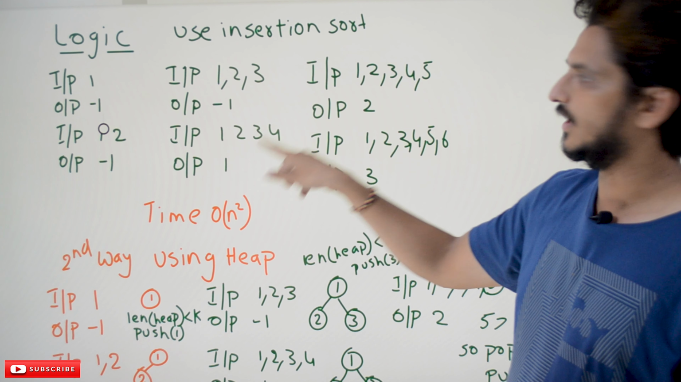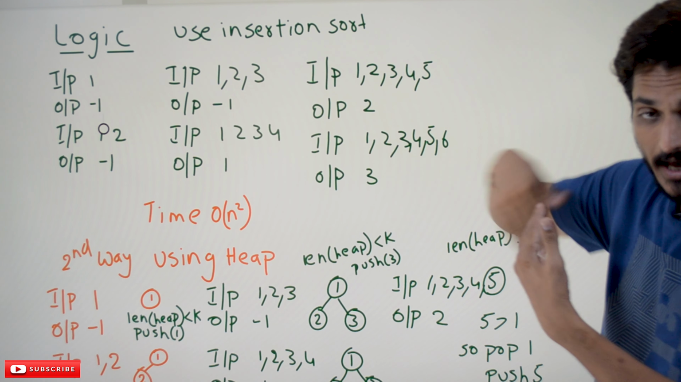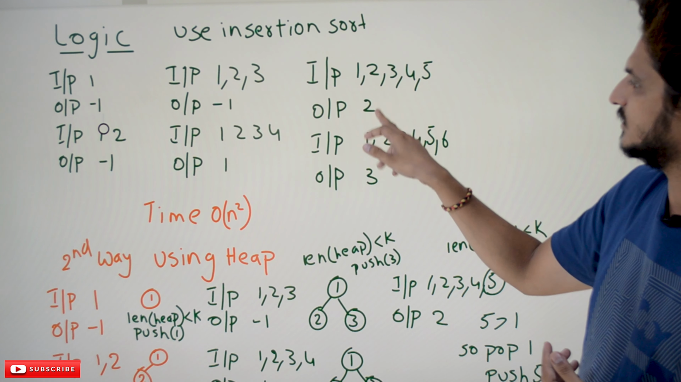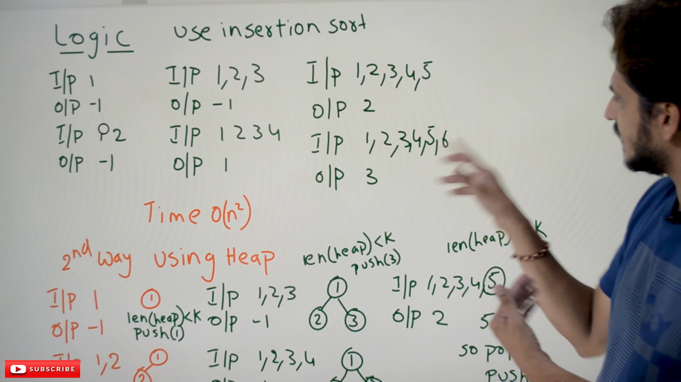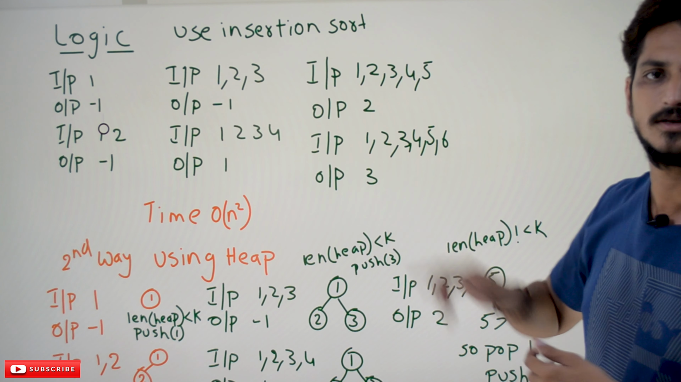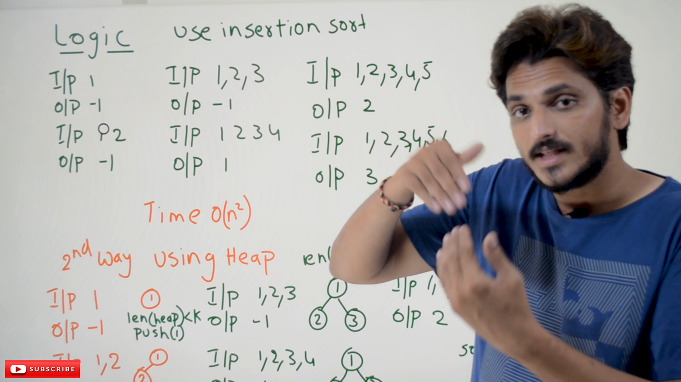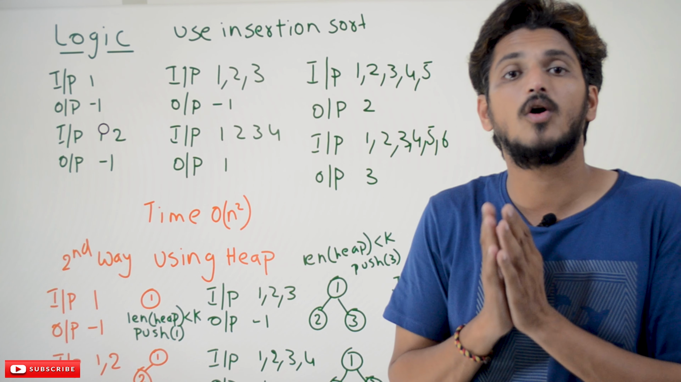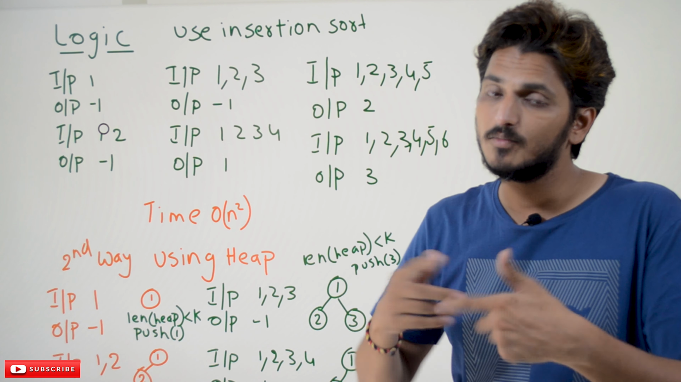So output is 1. The next element is 5. Arrange them in ascending order and display the 4th position from here, which is 2. The next element you get is 6. Arrange them in ascending order and display the 4th position from here, which is 3. But with insertion sort, if you want to arrange them in ascending order, you need a time complexity of order of n square. But we need it in a time complexity of order of N log k.